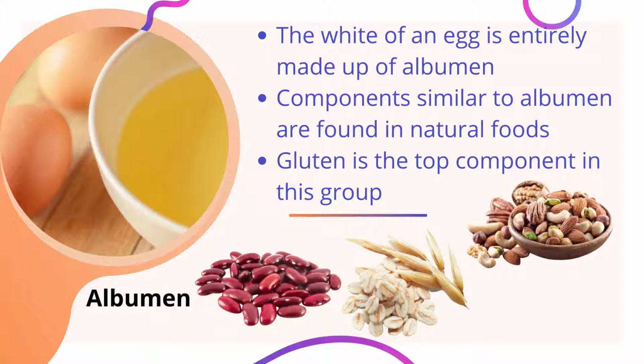Natural foods possess components similar to albumin in specific ways, and so strongly associated with it that they are generally labeled under the collective name albumin for simplicity. The top component of this group is gluten, present in wheat, rye, and barley. This group also includes casein, which is present in beans, peas, fibrin, and milk.